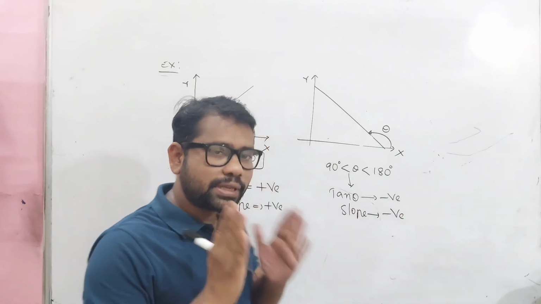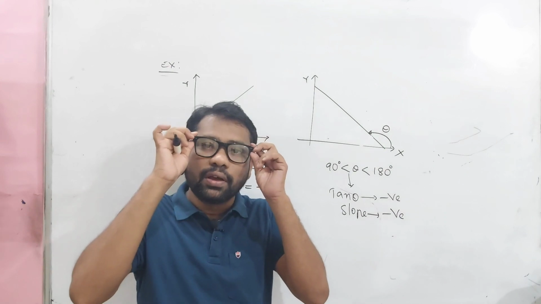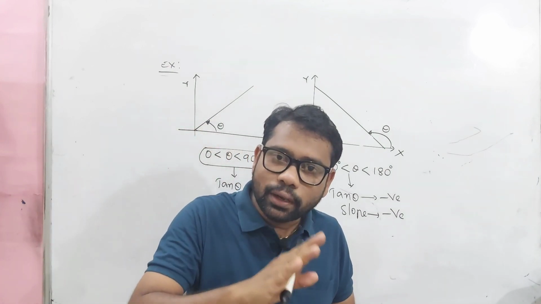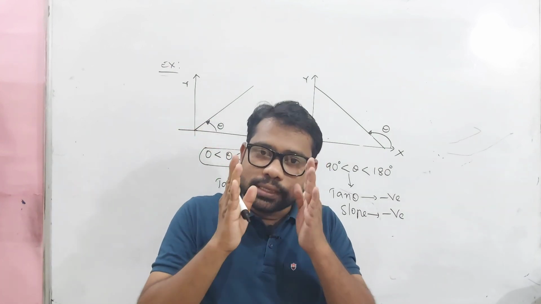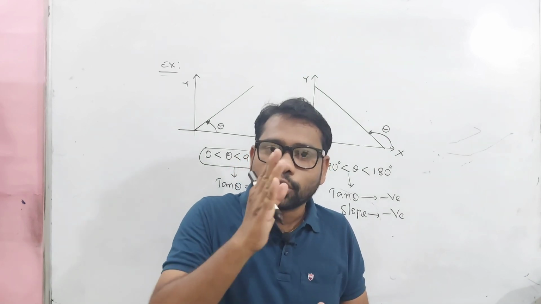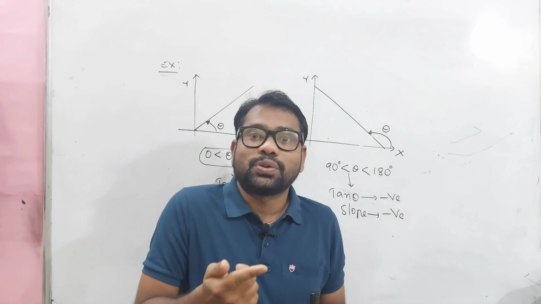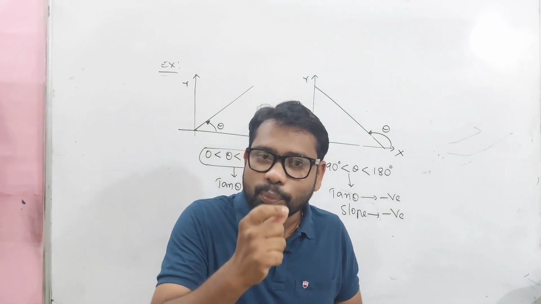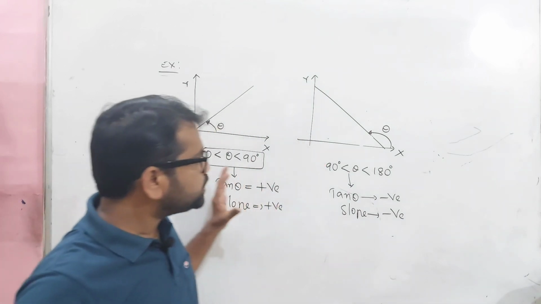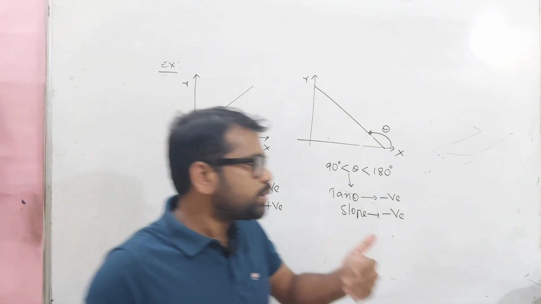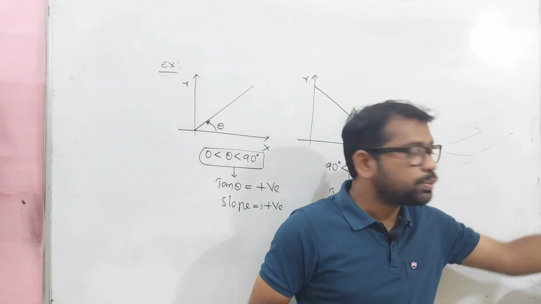Only two things, dear children, we have to remember. What is that? Whether the angle is an acute angle or an obtuse angle. If the angle is acute, obviously the slope is positive only. Whereas, if the angle is obtuse, then the slope is negative. So, this is how we can decide when the slope is going to be negative and when the slope is going to be positive.